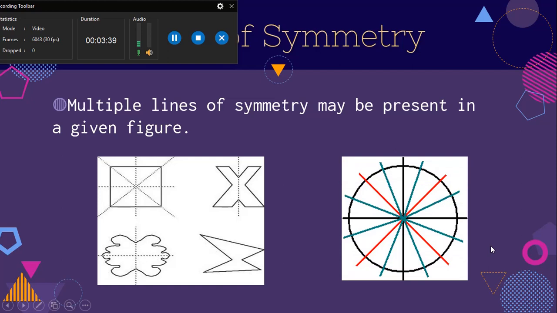In a circle, the diameter is directly in the center of the circle. We can draw an infinite number of diameters into the circle, and therefore it would actually have an infinite number of lines of symmetry. So all figures are just a little bit different.